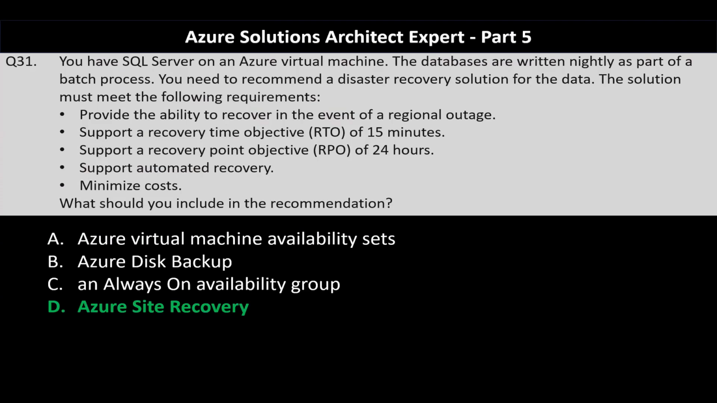Then the next option, disk backup, provides data protection but does not provide automated failover or protection in case of regional outages. So you can rule this one out as well. Now the third option, always on availability groups offer high availability and disaster recovery but require SQL Server Enterprise Edition, which is more expensive.